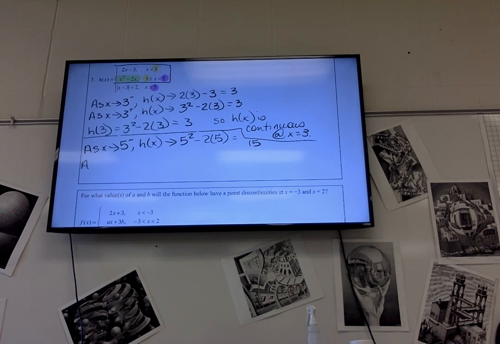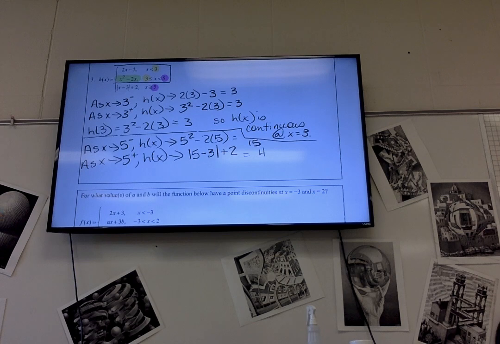Now we go the other way. As x approaches 5 from the right, h of x approaches, now which equation? The bottom one, the last one, absolute value. The absolute value of 5 minus 3, and then plus 2. What's that? 4. That is 4. So they're not equal.